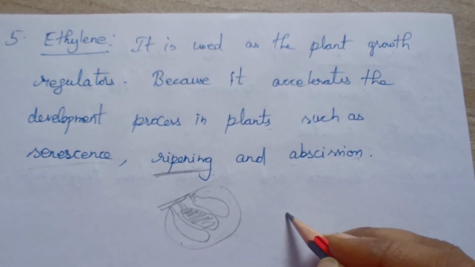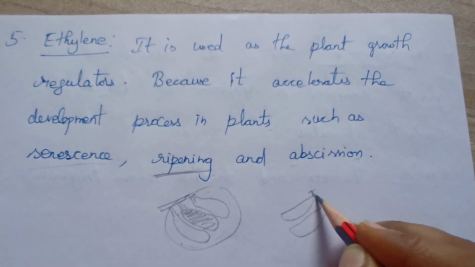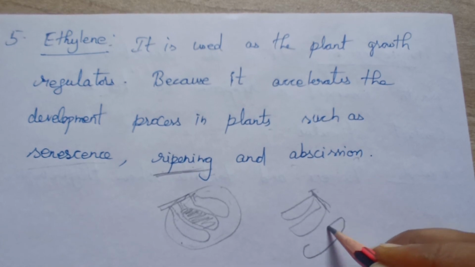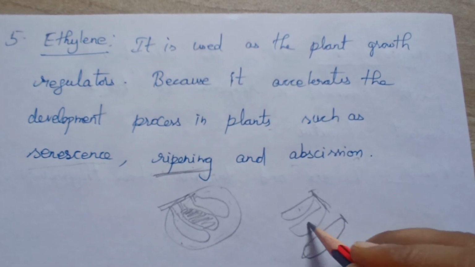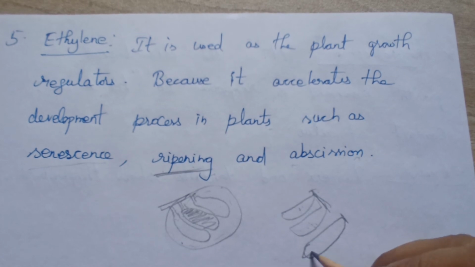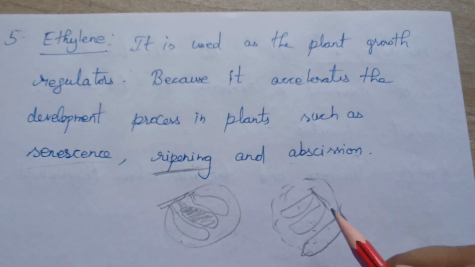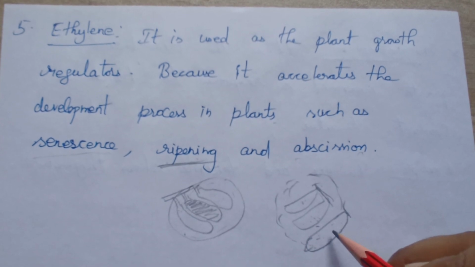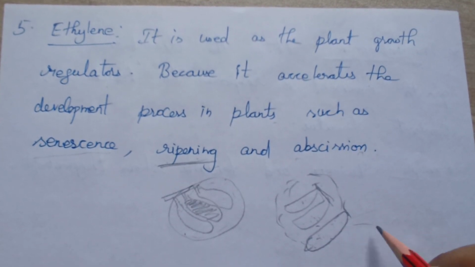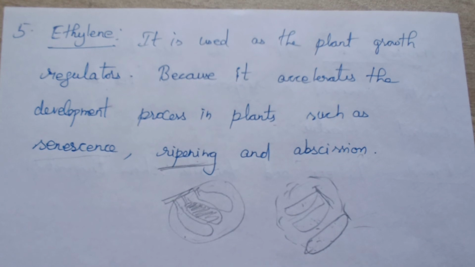Even if you keep a raw banana near a ripened banana, within a day the raw banana will get ripened, because most of the ethylene gas will surround it also. Even if you wrap this banana in a paper, it ripens quickly. Why? Because the ethylene gas produced will not escape out. It will stay in the paper itself, so that this raw banana will get ripened easily.